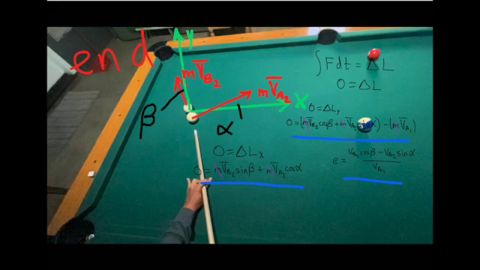We can also find a third equation using the coefficient of restitution. Using these equations and knowing a little dynamics, you can definitely up your pool game.